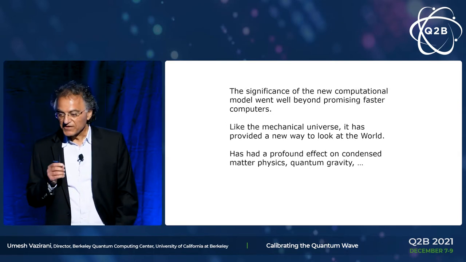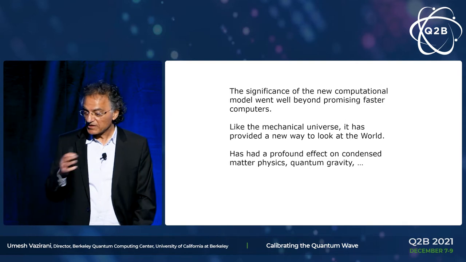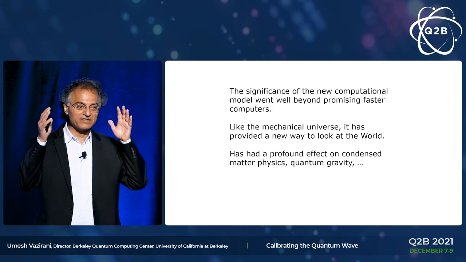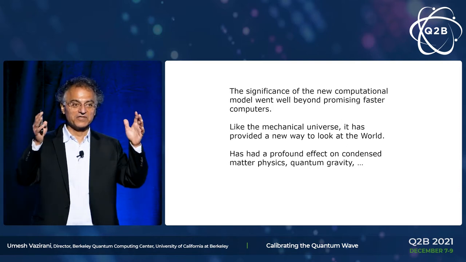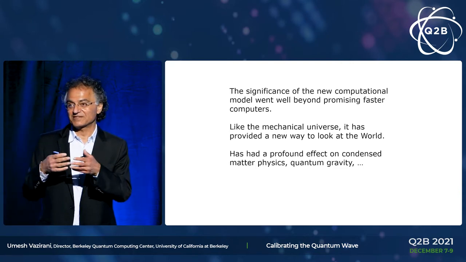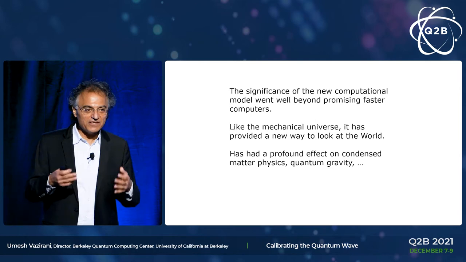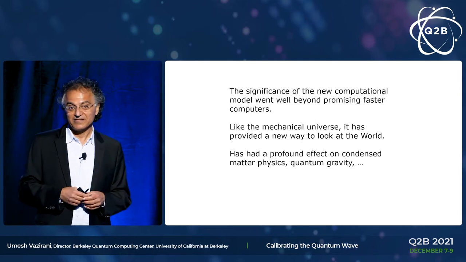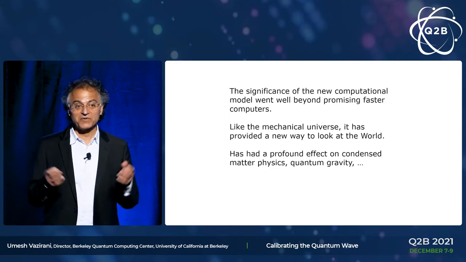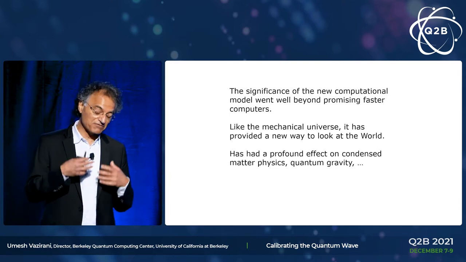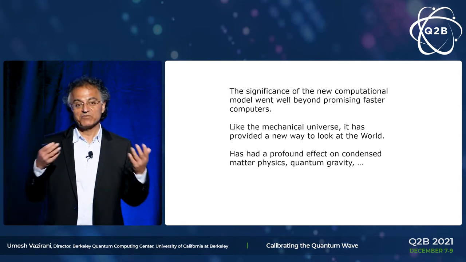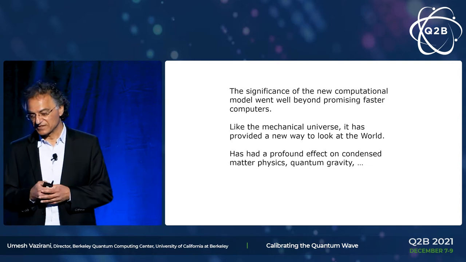Now, the significance of this new computational model went well beyond promising faster computers. It's a new worldview, just like the mechanical universe. Computation is not just about building computers, it's a way we look at the world. And over the years, especially in the last decade or two, this has had a profound effect on many, many areas, including areas of physics like condensed matter physics and quantum gravity. Of course, it has radically changed cryptography. It's had a profound effect even before quantum computers come to exist.